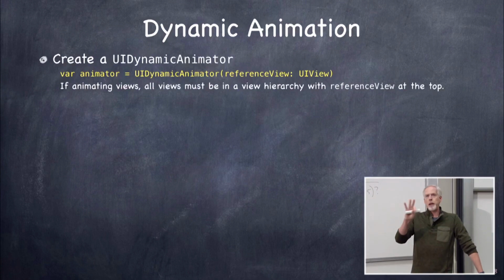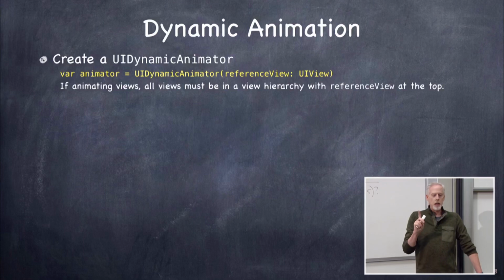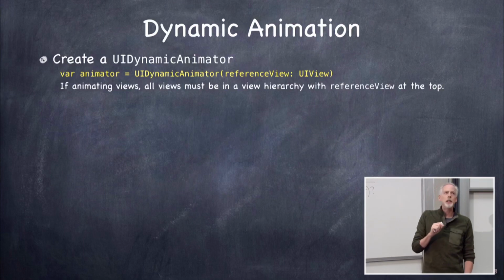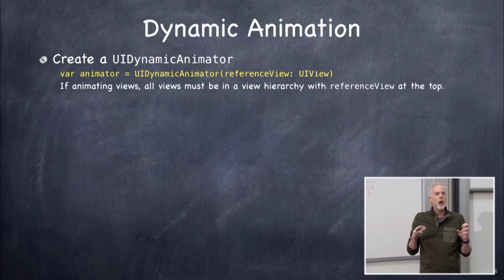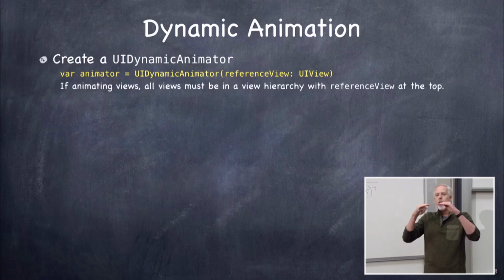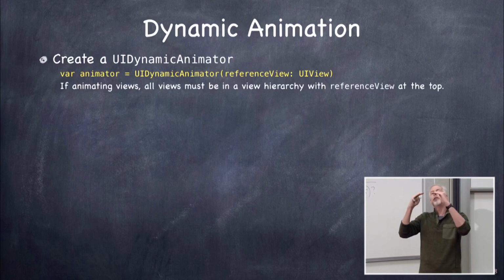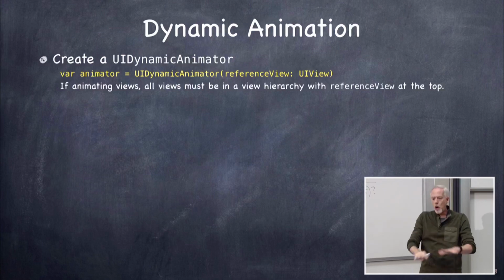There's 3 steps to making it happen. First, you need an animator. This is just the thing that drives the animation, okay? It's an instance of a class called UIDynamicAnimator. It only takes one argument in its initializer, which is the view that is going to be the reference coordinate system for all animation that's going on. And the only requirement for this view, it can be any view in your app. It just has to be a super view, or a super view of a super view, or a super view of a super view. It has to be at the top of the view hierarchy of all the views that the animator is going to animate.